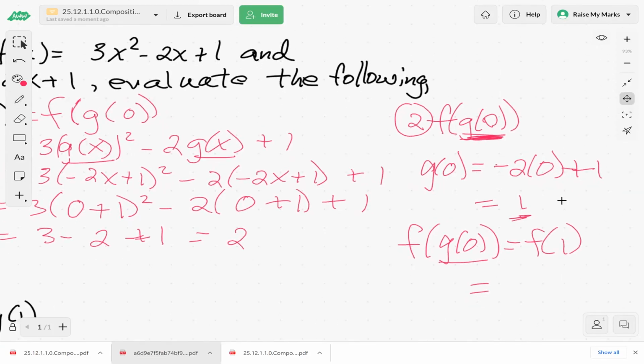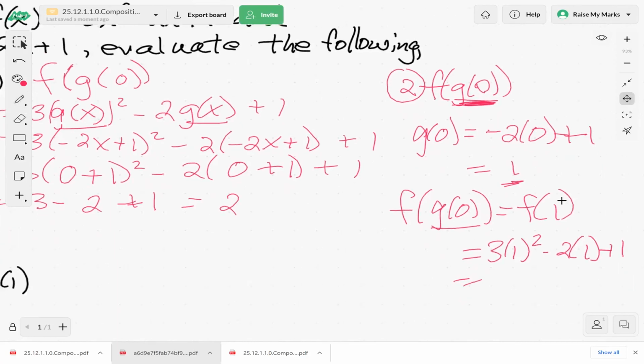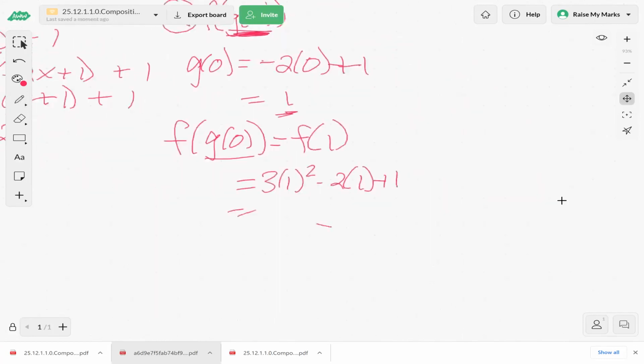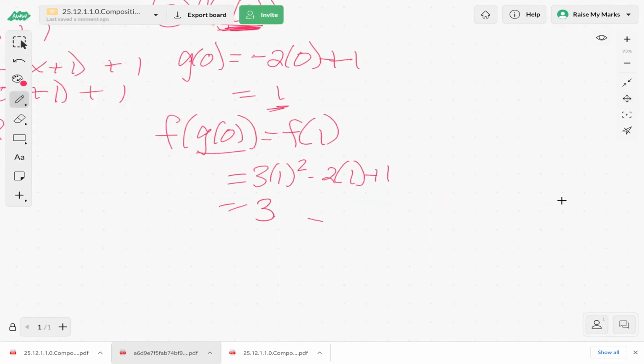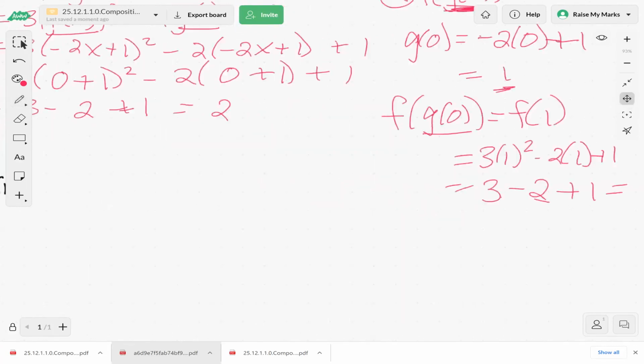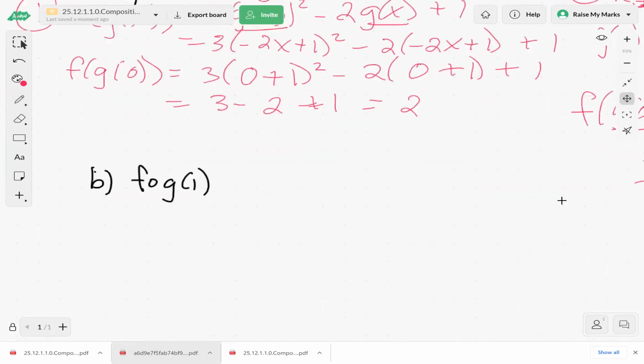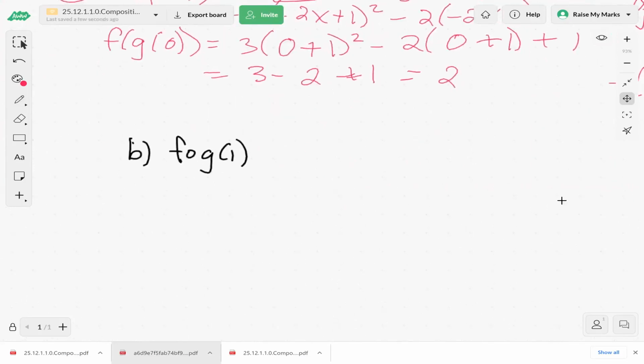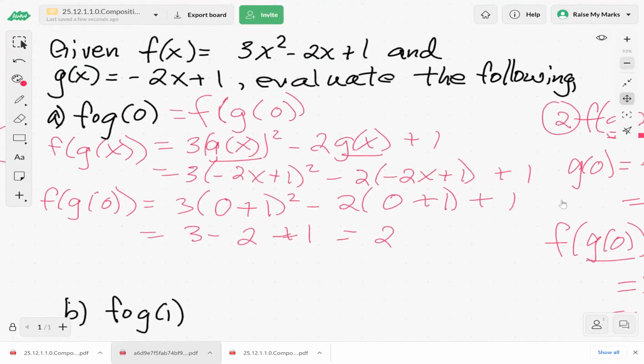3 times 1 squared minus 2 times 1 plus 1. And I'm running out of room here. Let's move this into the middle. We get 3 minus 2 plus 1. That equals 2. And that gives us the same answer that we got before. Okay. Good. So it looks like we're looking at the same two functions again.